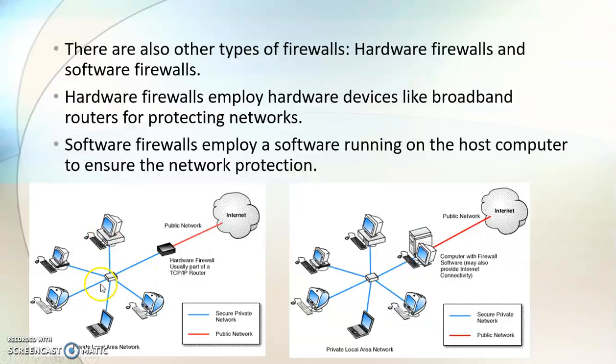The internal network is split by the help of the firewall. Whatever communication is going on inside the network will pass through this firewall only. This is a secure private network, indicated in blue in color, and the outside network is indicated in red in color.